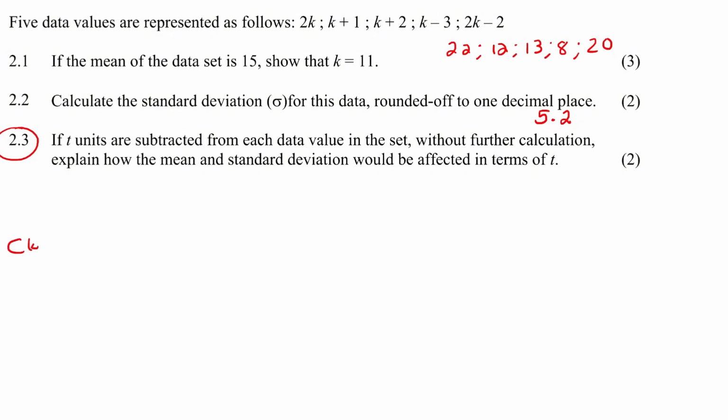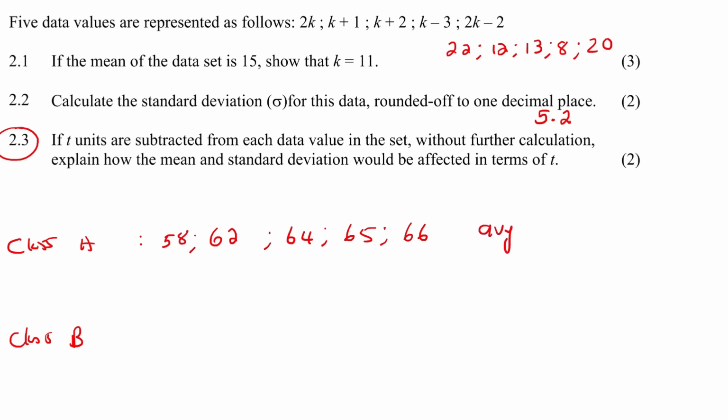We've got class 1, or class A, and class B. Now let's say in class A, for a maths test, they got 62, 64, well no, let's say 65, 66, and then let's say there was someone who actually got 58. Okay, so if you had to go work out the average of these numbers now, you would get 63.